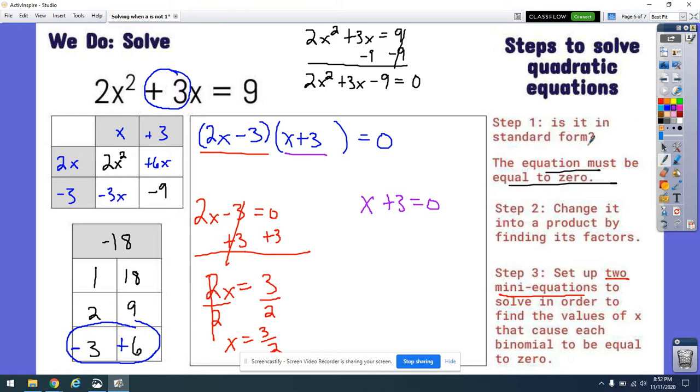Let's take a look at our second part. I have x plus 3 equals 0. I'm going to do the opposite to get this x by itself and move it to the right side of my equation. These two cancel, and now I have x equals negative 3. Those are my two solutions. Remember, write it into solution notation. Bracket. Which one's smaller, negative 3 or 3 over 2? Since negative 3 is smaller, I'm going to put bracket negative 3, comma, 3 over 2, and then close it off with my bracket. These are my two solutions.